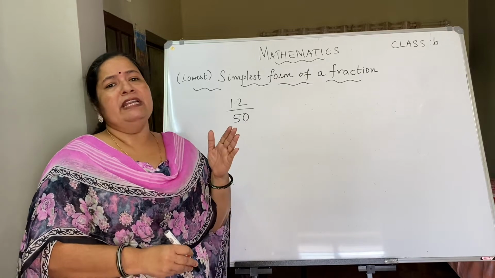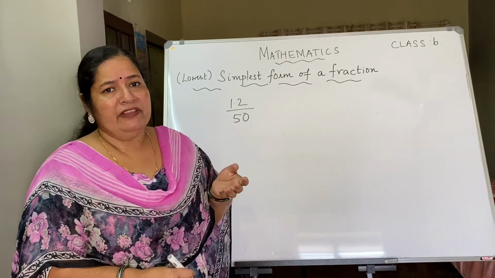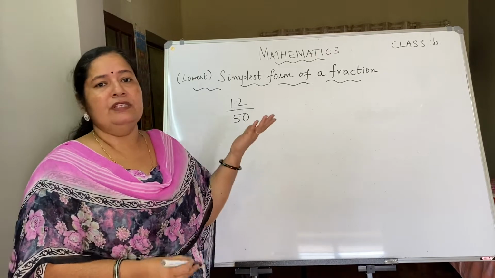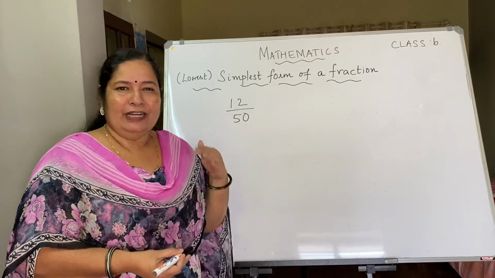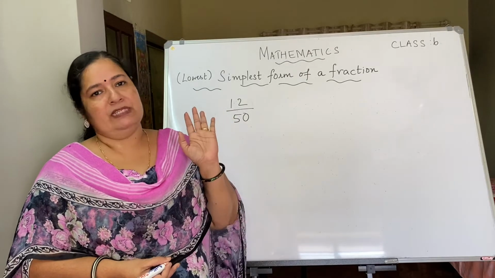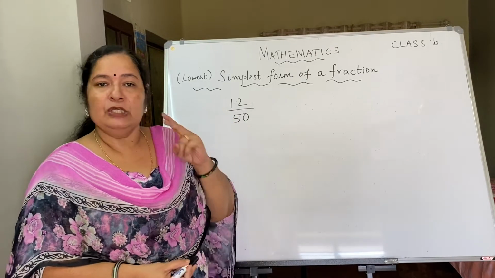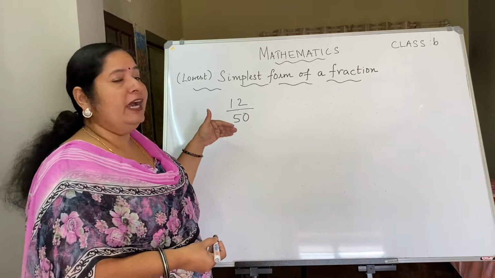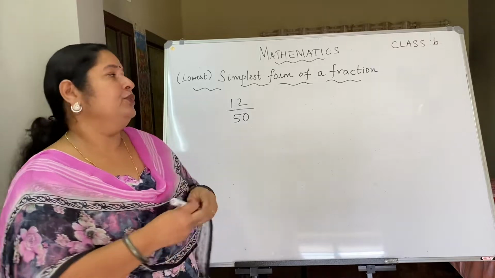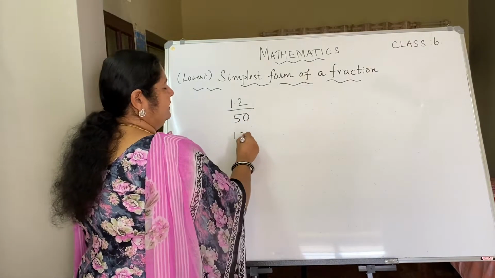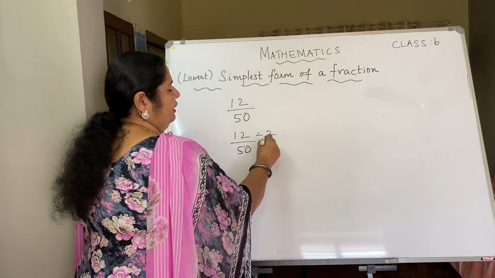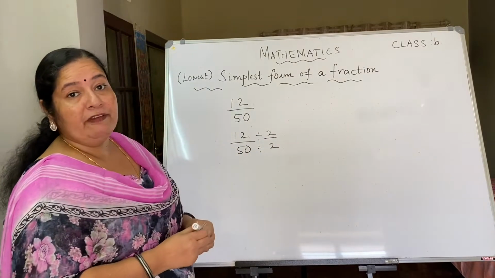So for convenience, let us start with the least number. It is up to you, you can choose any number. But for convenience, it will always be better if you start with the lowest number. So the lowest being 2. So you divide both numerator and denominator by 2. So here we are going to take the first step. Numerator divided by 2. Denominator is also going to be divided by 2.